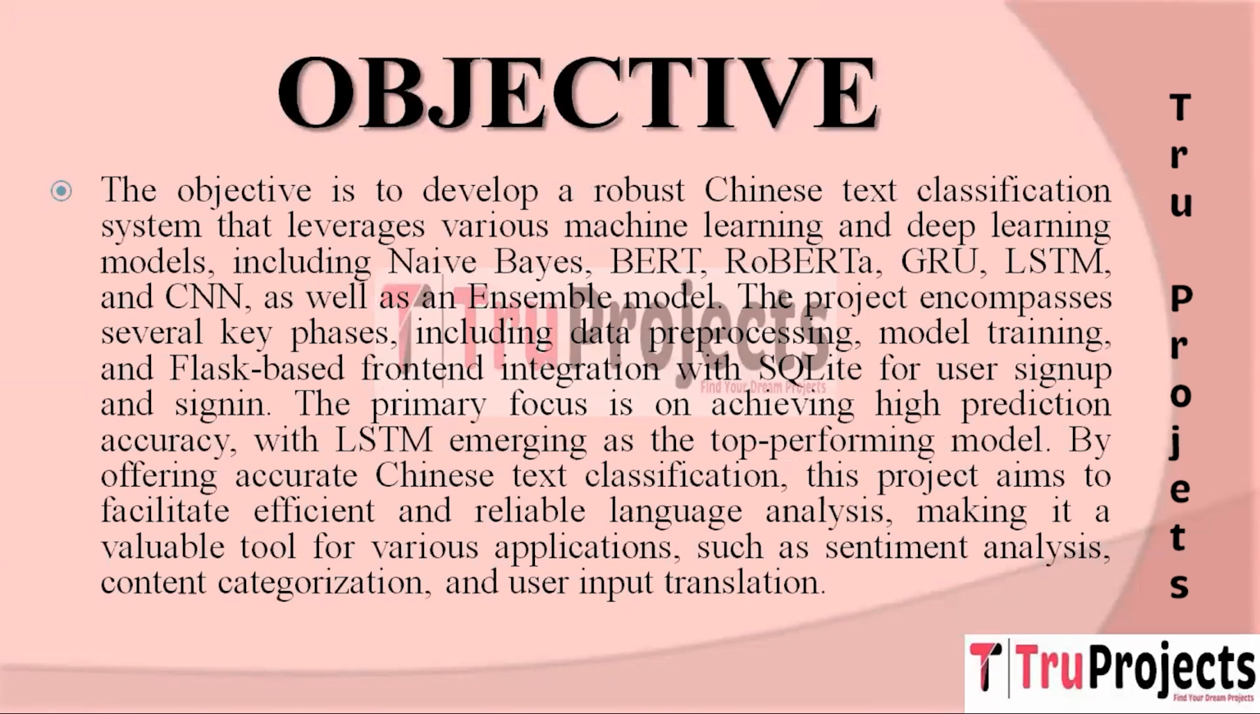Object of the project. The goal is to develop a Chinese text classification system that uses a variety of deep learning and machine learning models, including an ensemble model, naive-Bayes, BERT, Roberta, GRU, LSTM, and CNN. Data preprocessing, model training, and Flask-based front-end integration with SQLite for user sign-up and sign-in are a few of the major phases that the project covers. This project aims to facilitate efficient and reliable language analysis by providing accurate Chinese text classification, making it a useful tool for numerous applications including sentiment analysis, content categorization, and user input translation.